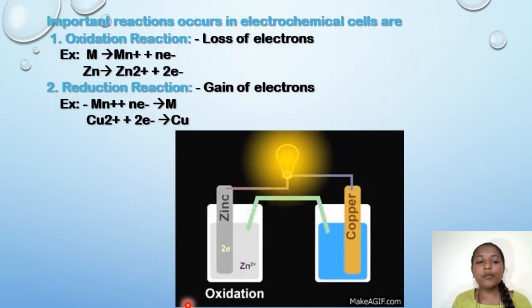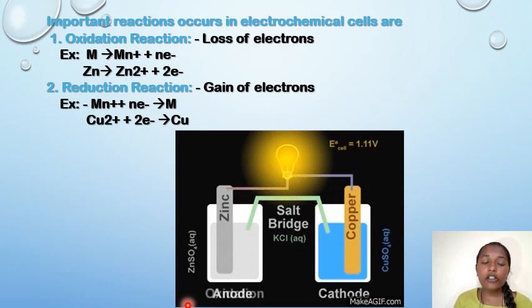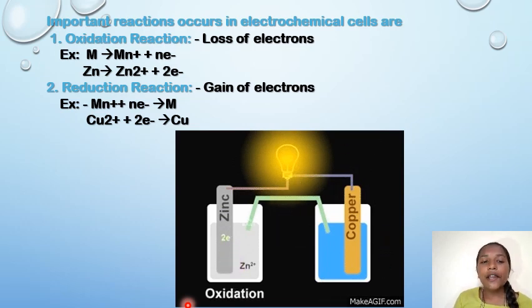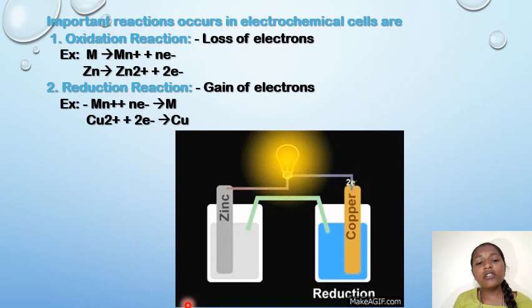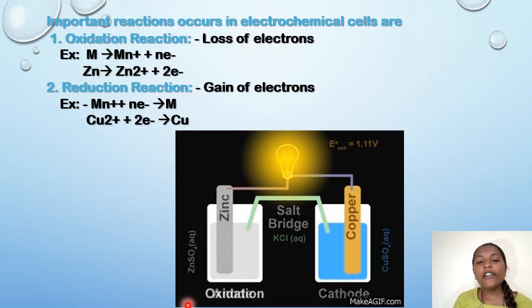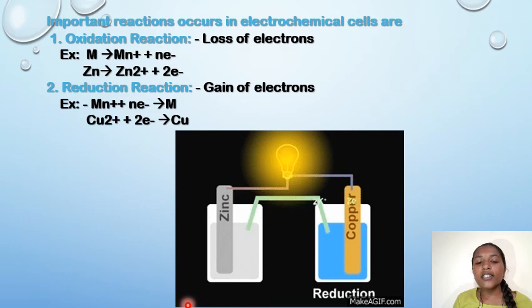Let us study the important reactions that occur in the electrochemical cell. First is oxidation reaction. This reaction takes place by the loss of electrons, and second is reduction reaction. This reaction takes place by the gain of electrons. Let us see an example of how the loss of electrons and gain of electrons takes place in the electrochemical cell.